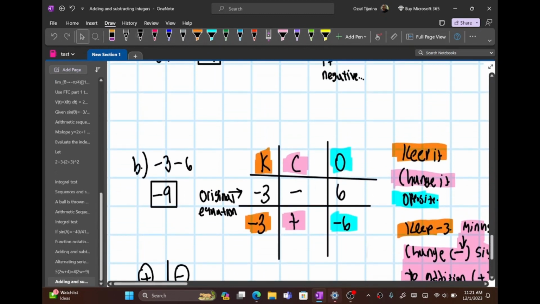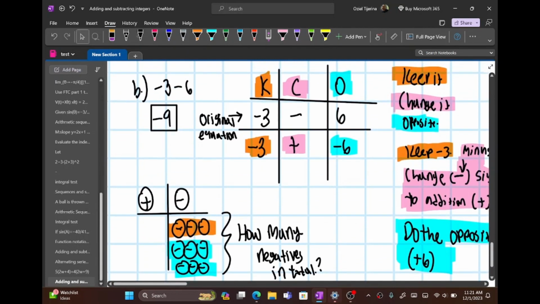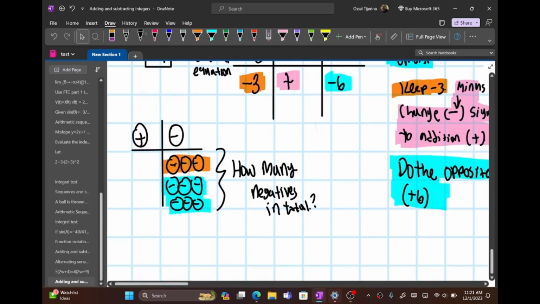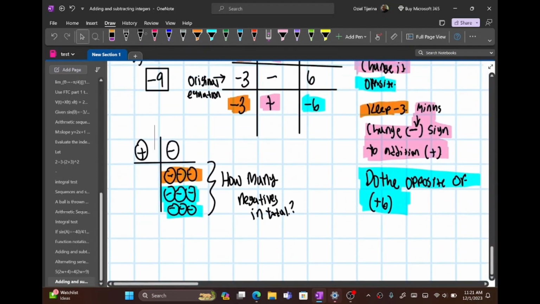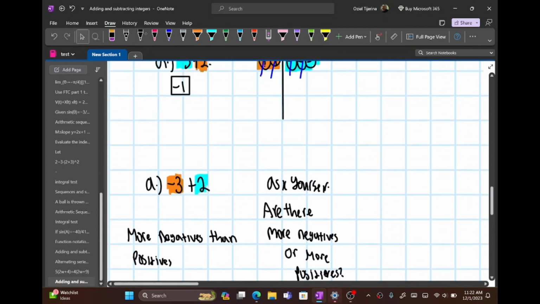Okay, guys, this one's a little bit of extra steps. If it helps, you can think about this as, there are 3 negatives and 6 negatives. If I put them together, I add them, and I end up with 9 negatives. I feel like that's a little easier, but if this chart helps, we can continue with that.